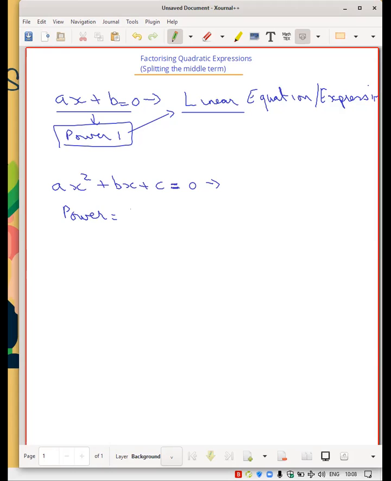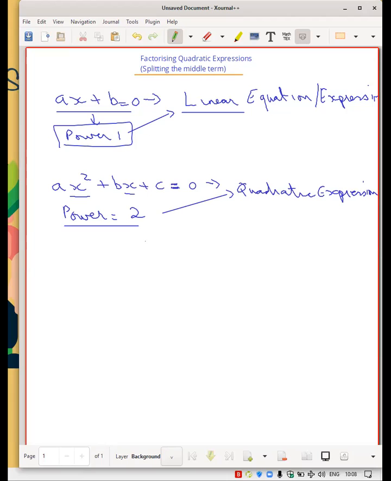The power is 2. Why is it 2? Mahuri? Because it's the highest of all the variables. Exactly. If you see the x squared and x, x will be 1, so in this case it will be 2. Whenever we have any expression or equation whose power is 2, it is called a quadratic expression or equation.